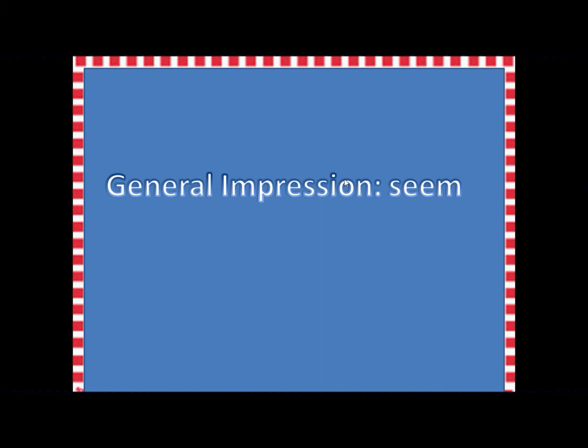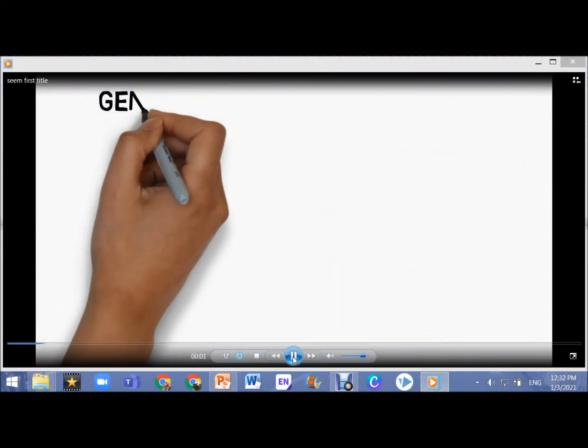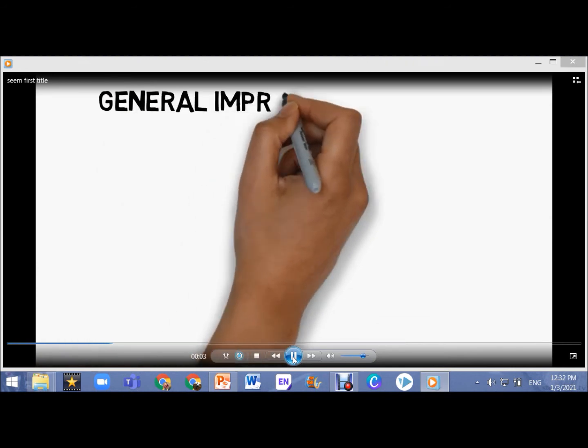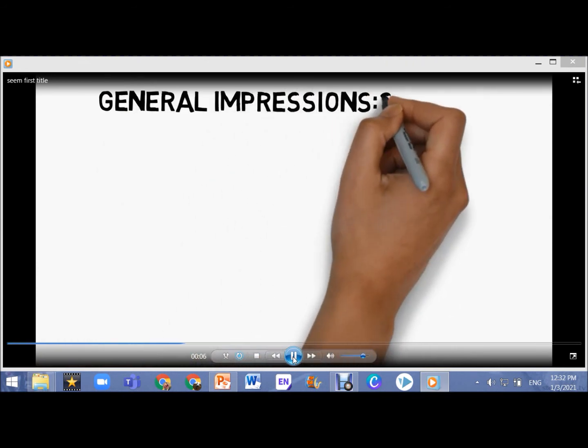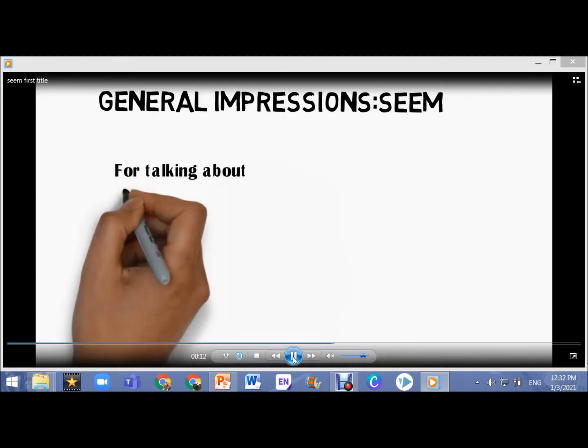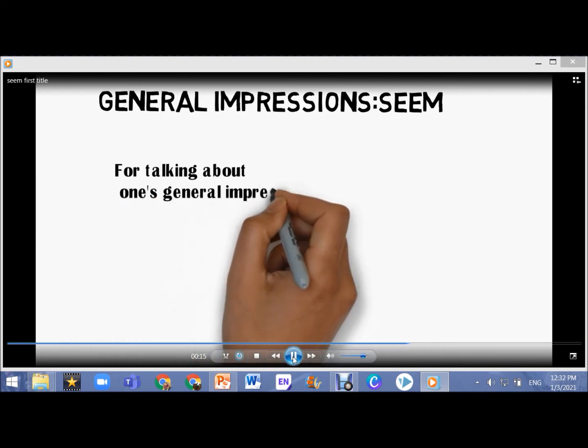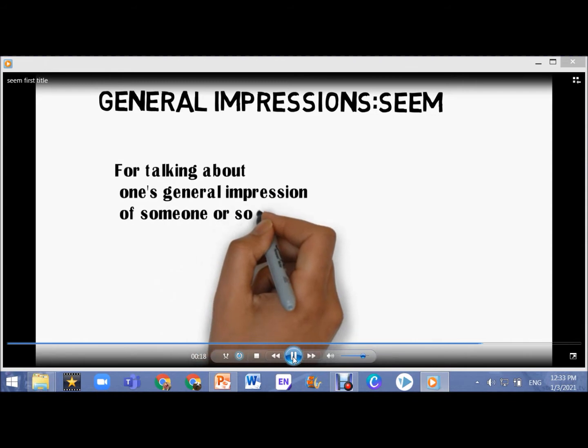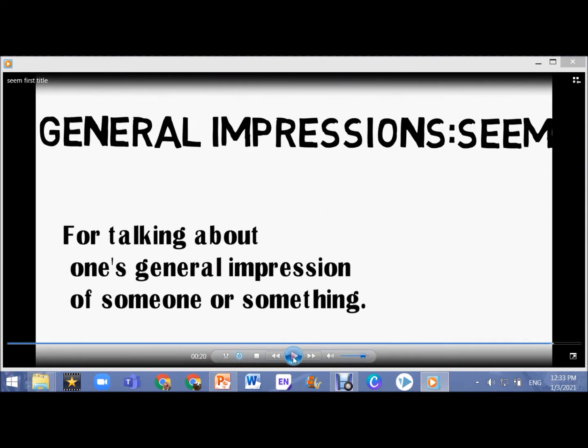Today I'm going to share with you how to use "seem" to talk about general impression, someone else's general impression, such as talking about one's general impression of someone or something. Impression means how the thing appears to you, how you perceive and understand the thing, based on personal observation, personal understanding and personal perspective.